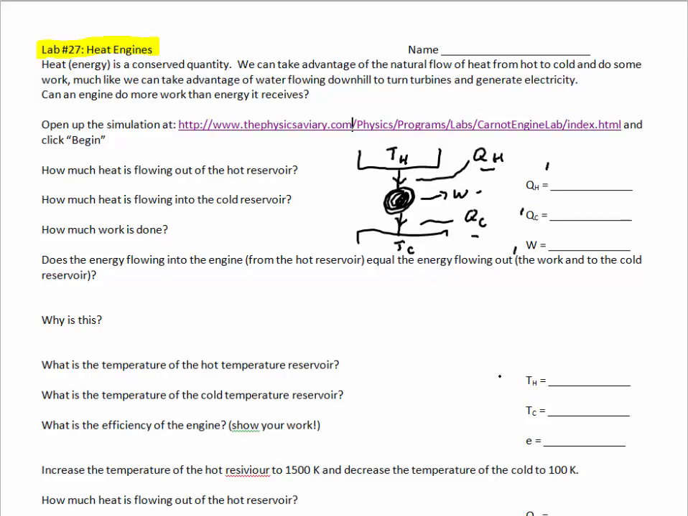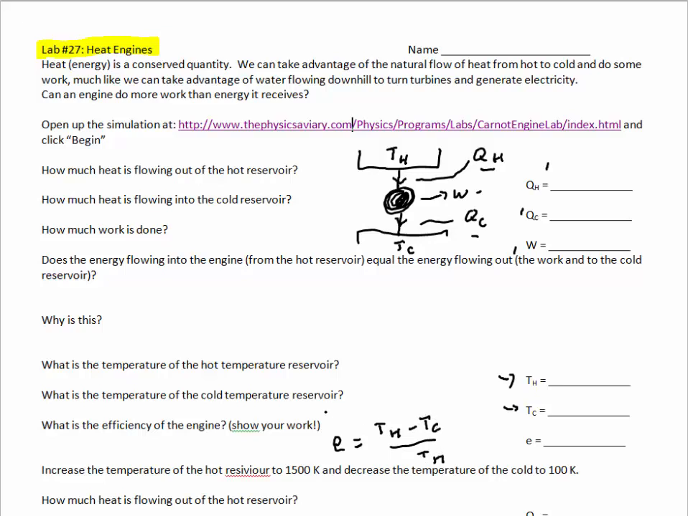And we can also measure the temperatures of the hot and the temperatures of the cold, and we can calculate the efficiency. It's pretty straightforward. It's going to be the difference between the hot temperature reservoir and the cold temperature reservoir divided by the temperature of the hot temperature reservoir.